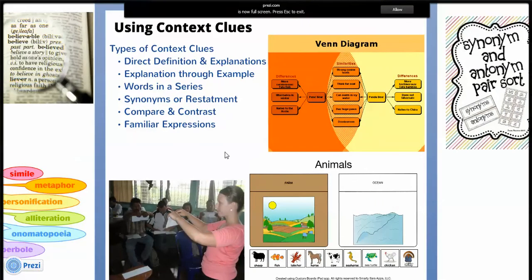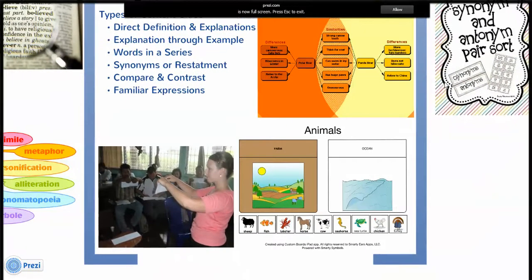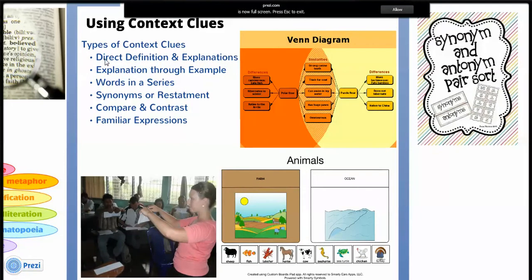We are using context clues. So it's very similar to what we just looked at, but just first of all, okay, so we have direct definitions and explanations. I've helped students study for the TOEFL and the IELTS, and many of the questions, they have to know how to read what a referent is. Okay, so I think direct definitions and explanations help.